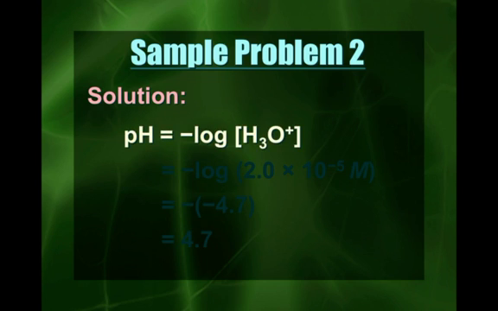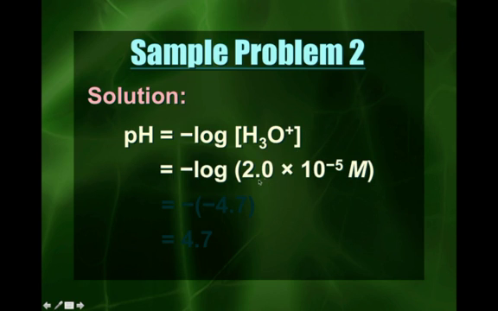Okay, so here we go. That's the formula for pH. pH is equal to negative log times the hydronium ion. Well, the problem told us what the hydronium ion was. It's 2.0 times 10 to the negative 5.